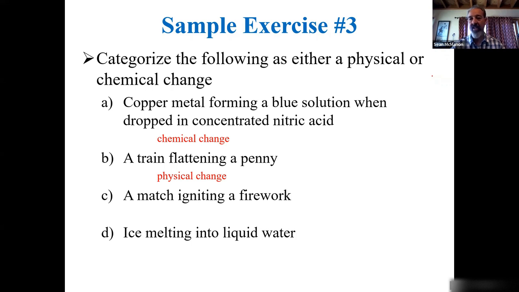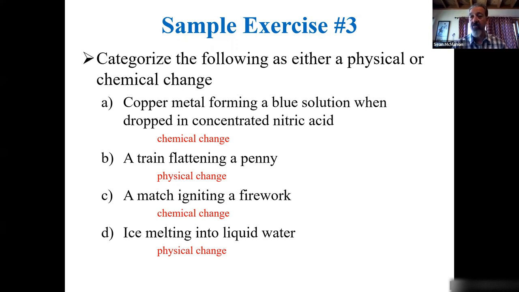A match igniting a firework. Is there a release of heat and light? Yes, so that's evidence of a chemical reaction, a chemical change. Ice melting into liquid water. So I put an ice cube on the table, it starts to slowly melt. What is that? I know there's a state change, but is it physical or chemical? It's merely physical. It's still H2O. There was not a change.